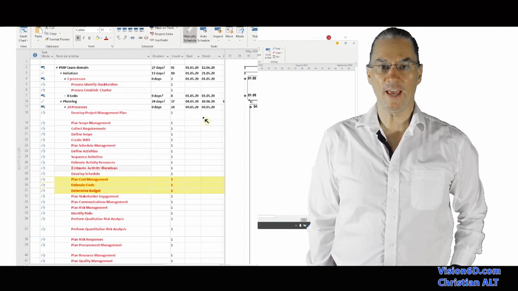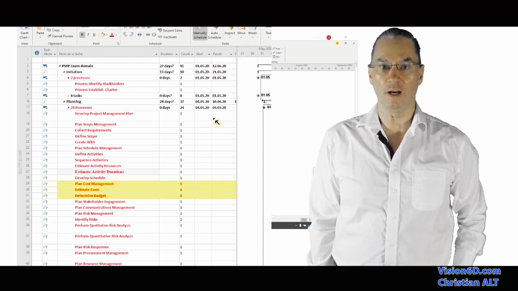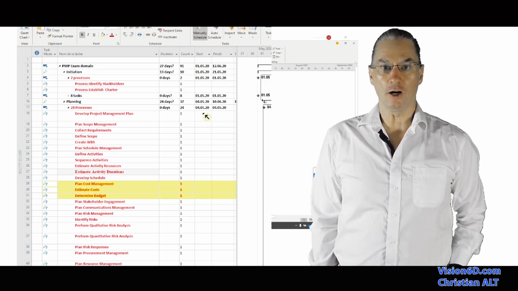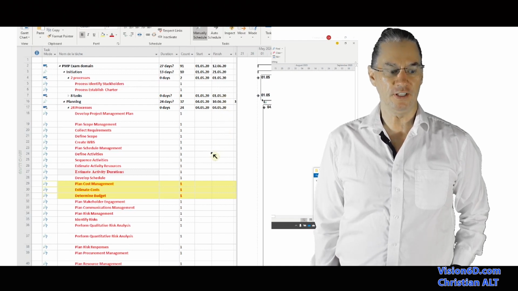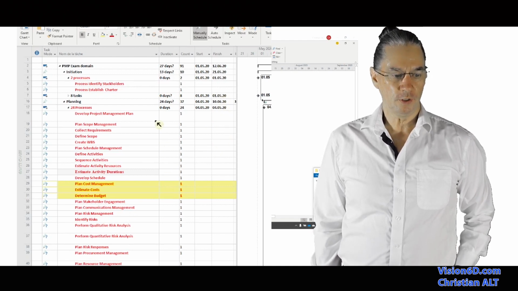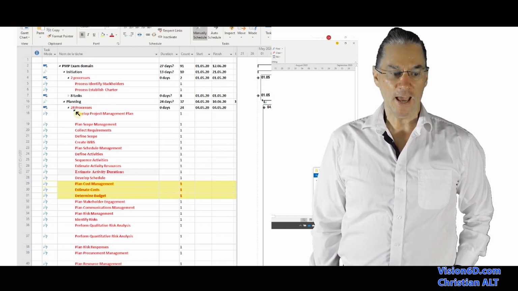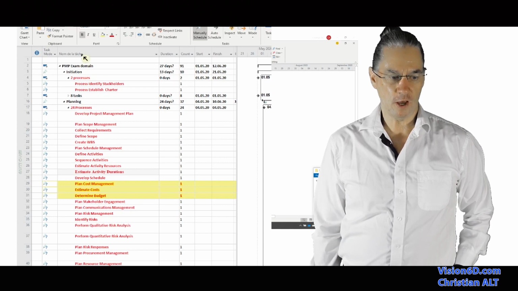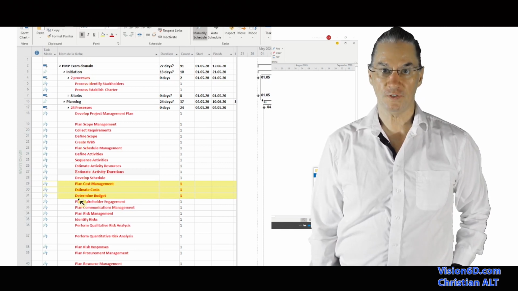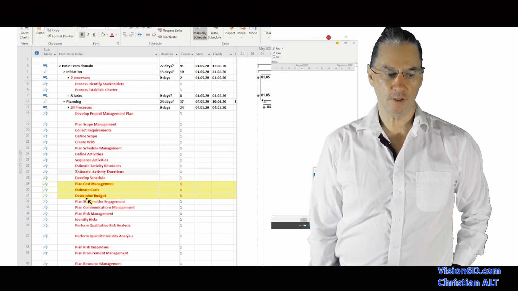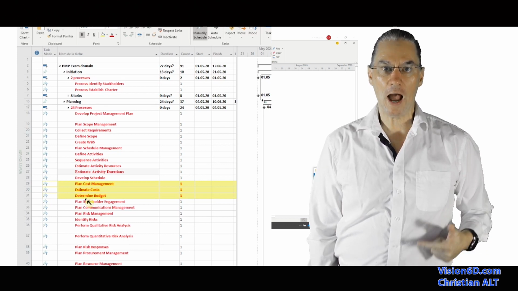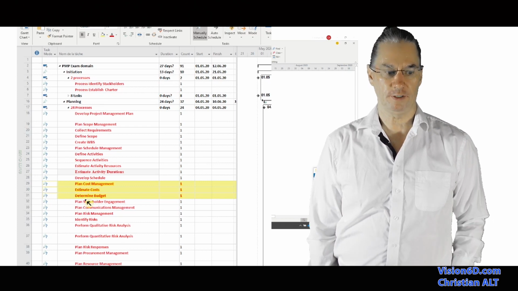Here I have a representation of the 49 processes defined within the PMBOK. And they are organized by groups of processes. You recognize at the top the initiation, and here below you see that we have planning. And within the group of planning, we have a few processes that are interesting for costs. First one is plan cost management. The second one is estimate costs. And the third one is determine the budget. So we define how we plan the cost, how we estimate, and how we define the budget.